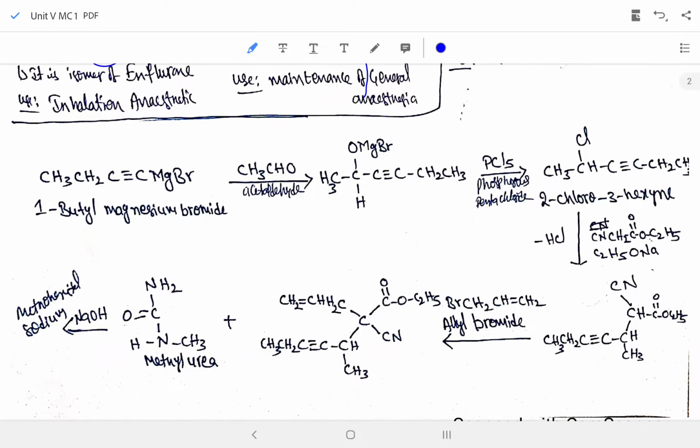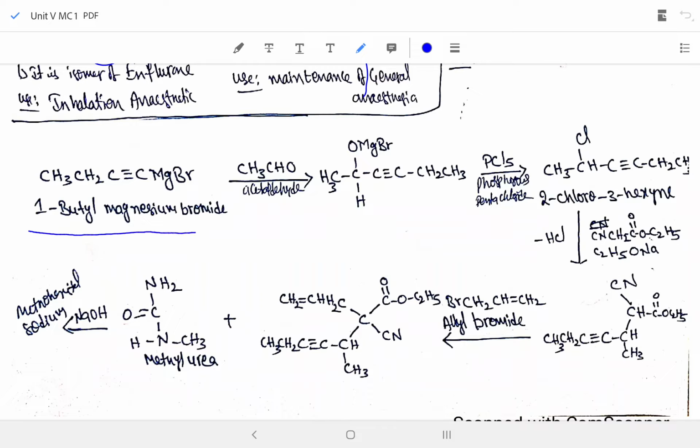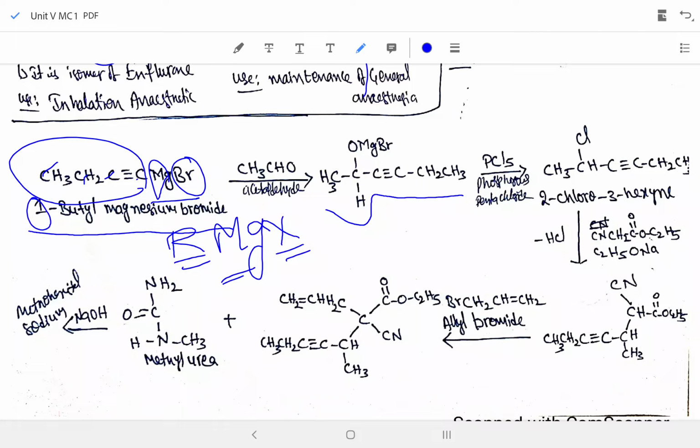It is synthesized from the starting material, 1-butyne magnesium bromide. 1, 2, 3, 4. The first carbon has the triple bond, that is the reason for 1-butyne magnesium bromide. RMgX: Mg is magnesium, X stands for halide, R means alkyl. So this is a Grignard reagent. R is the butyne group, and the halogen is bromine. For this, acetaldehyde is added, so you will get acetaldehyde attached here, and the rearrangement will make the structure look like this.